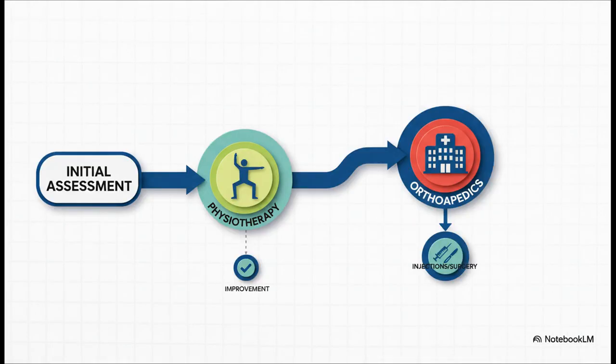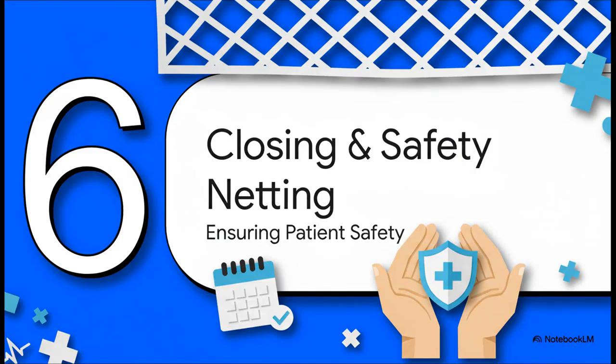You also have to outline what the next steps are. If things don't get better, physiotherapy for targeted exercises is the next logical step. An orthopedic referral is reserved for cases where conservative treatment fails. This shows you're thinking about the patient's entire care pathway. Finally, a safe closure. You must provide clear safety netting advice and confirm a follow-up plan. This is a non-negotiable part of any consultation.